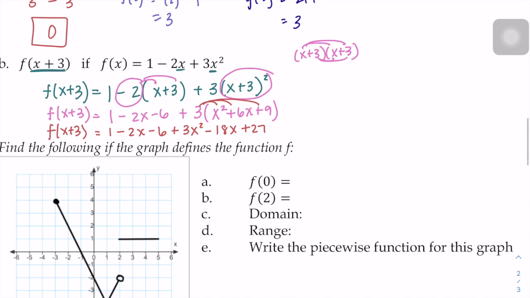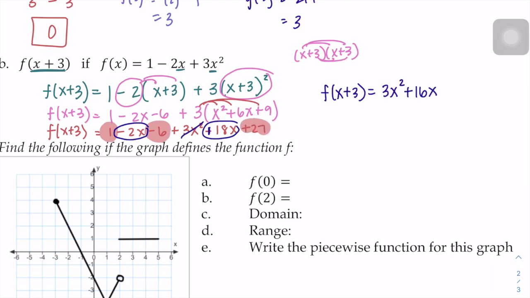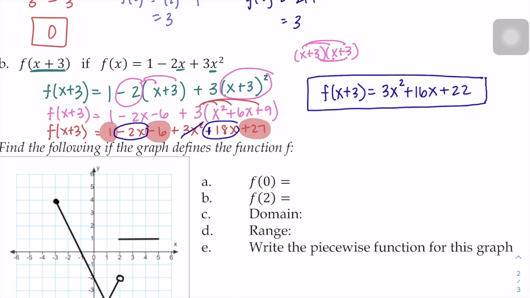Okay, combine those like terms, and I'm also going to go ahead and write it in degree order. F of x plus 3 equals, we've got 3x squared first, got that out there. I'm going to put my x next. That should be a positive there, my bad, you guys. That is going to be a plus 16x. And then our last component is going to also be our plain numbers. I've got a positive 1 minus 6, that's negative 5, plus that, so that is going to be plus 22. That is your simplified quadratic after we plugged in x plus 3.